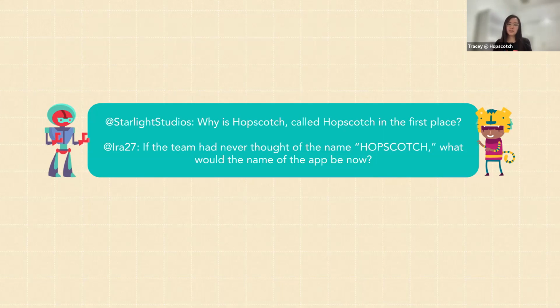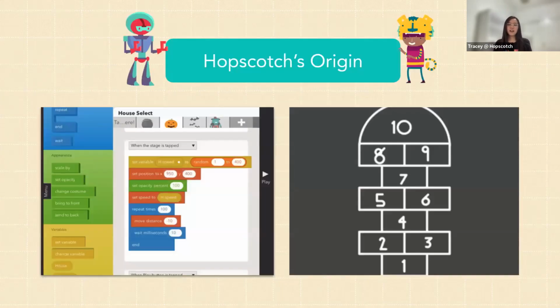So for the first one, why is Hopscotch called Hopscotch? If you've seen some of the loading screens in Hopscotch, there's one that touches on this. It's the chalk game Hopscotch, which you can play on the street pavements. Just to briefly go over that game, you draw a set of numbered squares on the pavement, and you hop on them in order. And before you can play that game, you have to make it first. You have to draw it on the pavement.